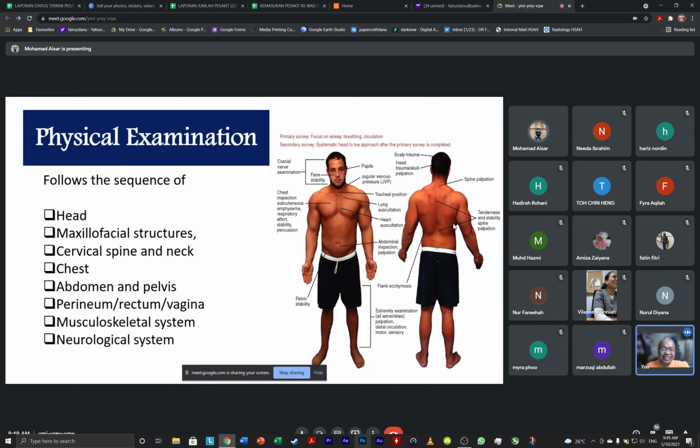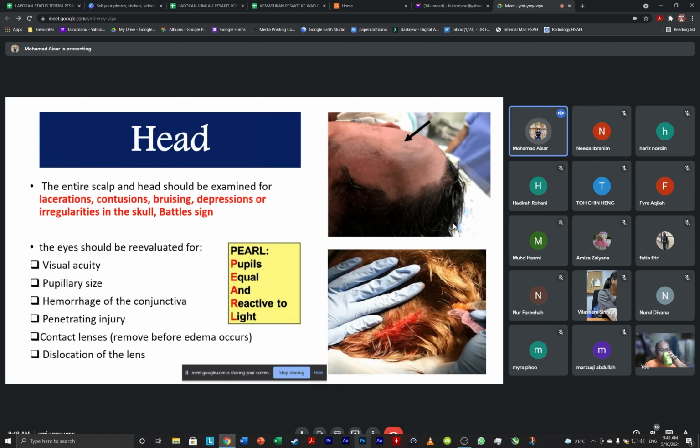Okay, teruskan. Okay, so we start with head. We examine the entire scalp and head for any laceration, contusion, bruising, depression or any irregularities in the skull, and also vital signs. We look for any internal head injury, is there any GCS reducing, is the pupil dilated, and also sign and symptom of hypoperfusion and also hypoxia.